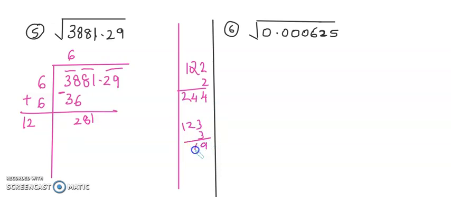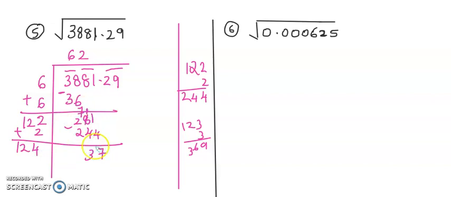So this will be a 963. Okay, 2 2s are 4, 244. Now here what I have to do, I have to add the 2, so it is 124. And here I'll do the subtraction. So this will be a 7 and 11. So 7 3. Okay, shift the decimal up, bring down your 29.